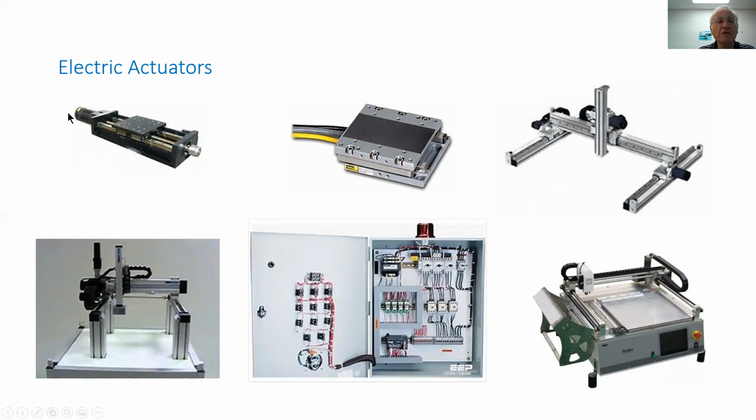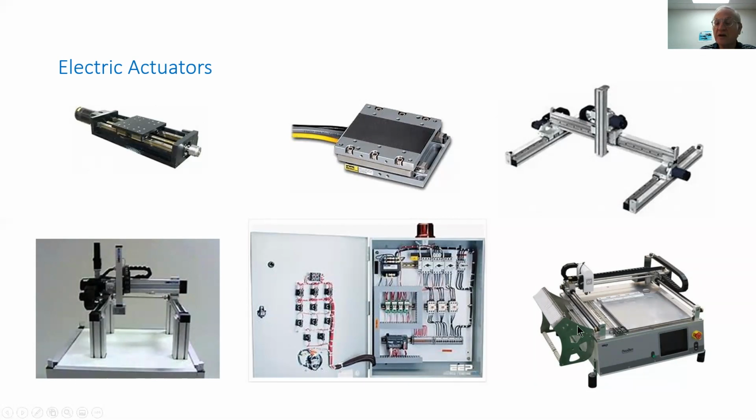We see another example over here of a ball screw stage. Sometimes it's called a table, sometimes it's called an actuator. And we see the motor over here driving a ball screw. There's an encoder at the end, and there is a slide that can be used to mount other devices on it. We see combinations of electrical actuators in a gantry configuration. We see another gantry configuration. You see the cable management.